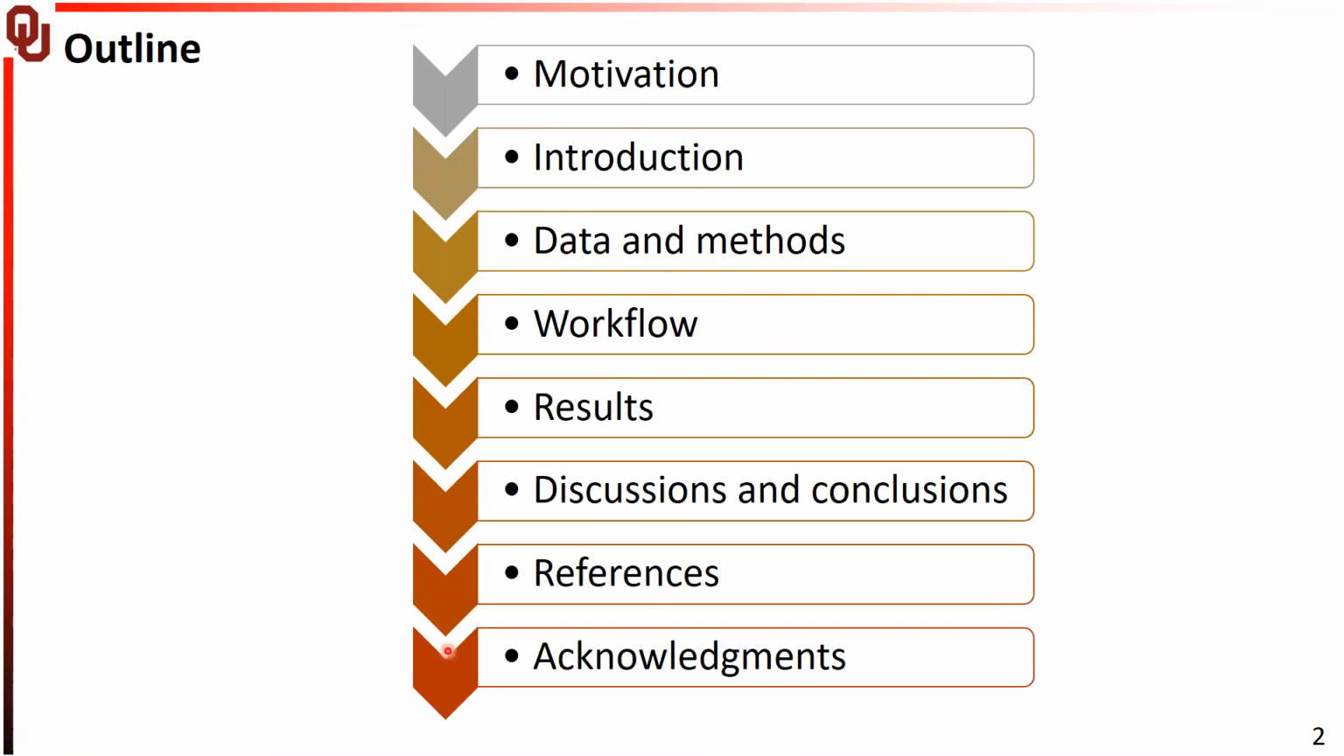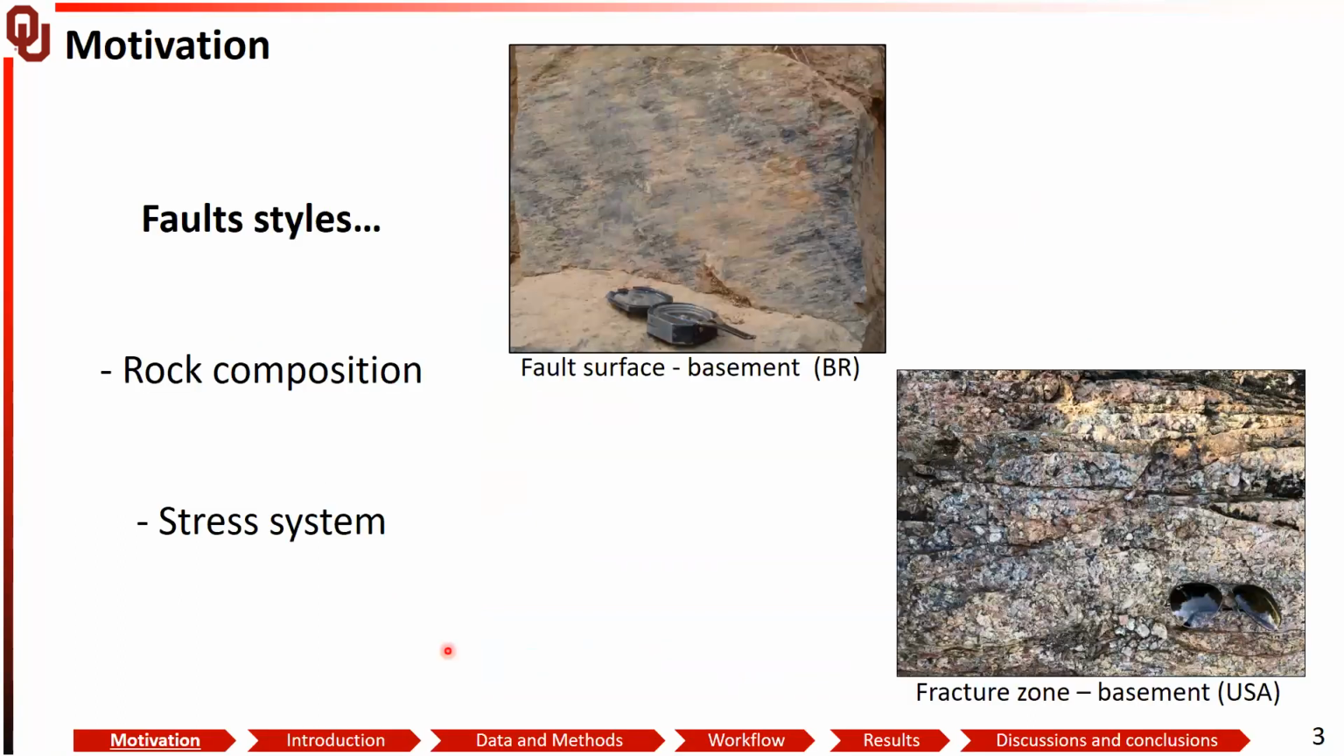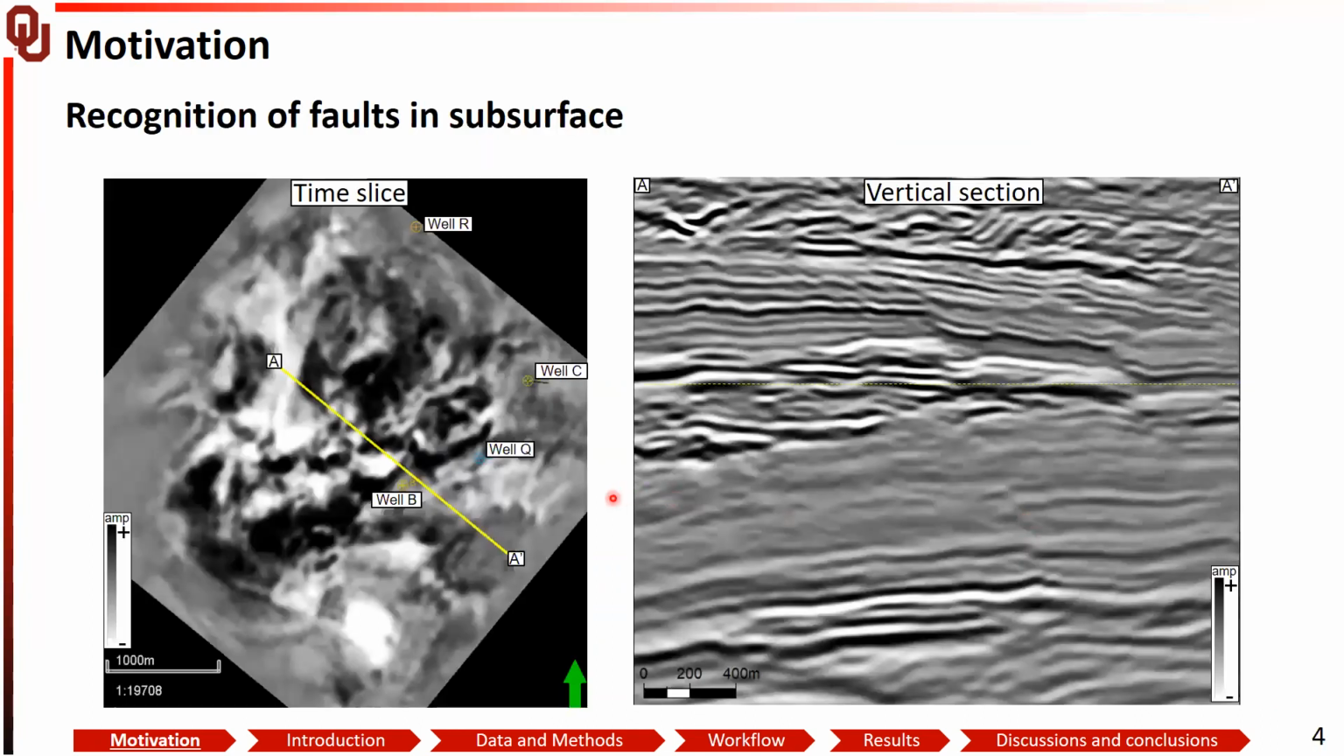With the main topics, I will start with the motivation. We are geoscientists, and we know that we can have different types of faults that are controlled by different parameters, for example, composition of the rocks and change in the stress system. So we may have a major fault surface, as we can see here with this figure, or we may have a broader deformation zone with more discontinuities, as indicated with this image.